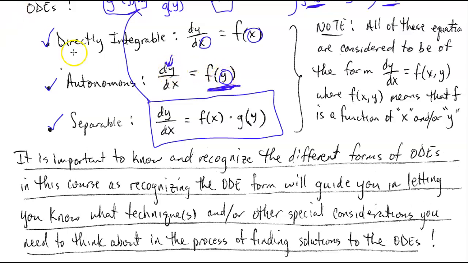And just to make this clear, if I had dx over dy equal to f of x, this is also considered to be autonomous as well, because whatever the function I took the derivative of is actually the independent variable for the function on the right-hand side. So it's not always going to be defined in terms of y. It's just, is it defined in terms of the actual function that we took the derivative of on the left side. Okay.